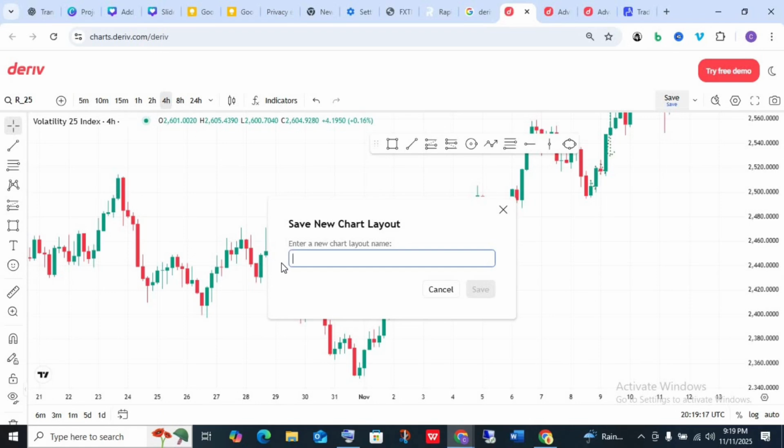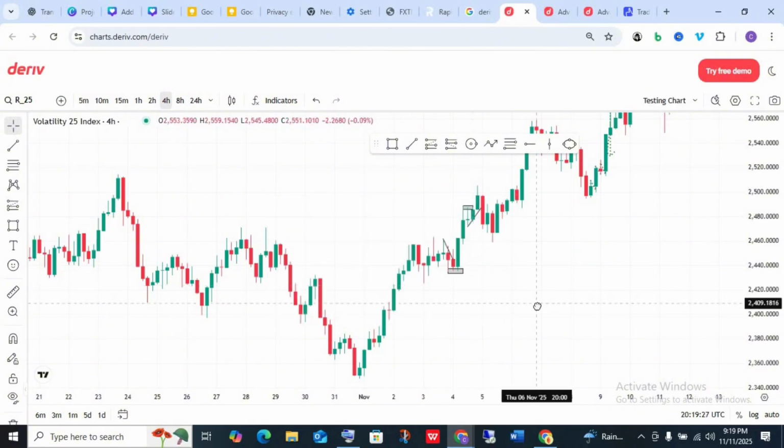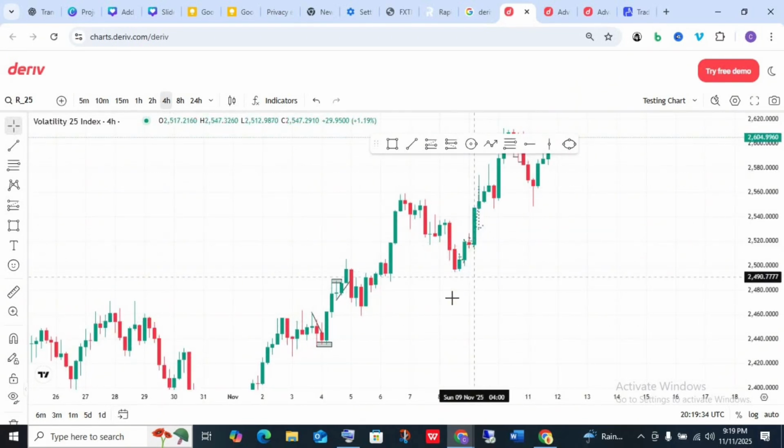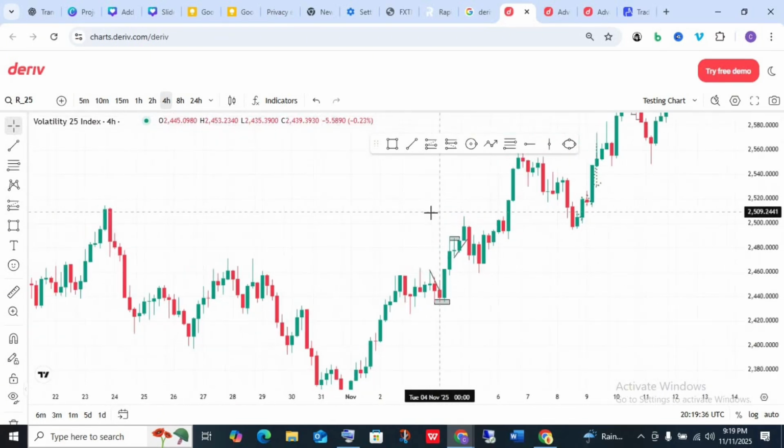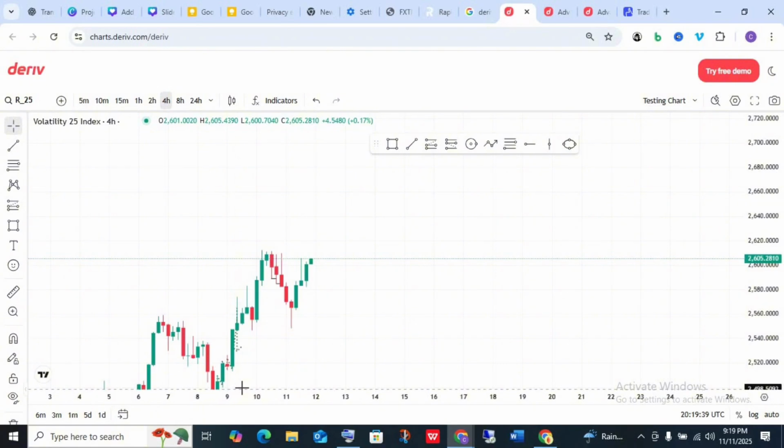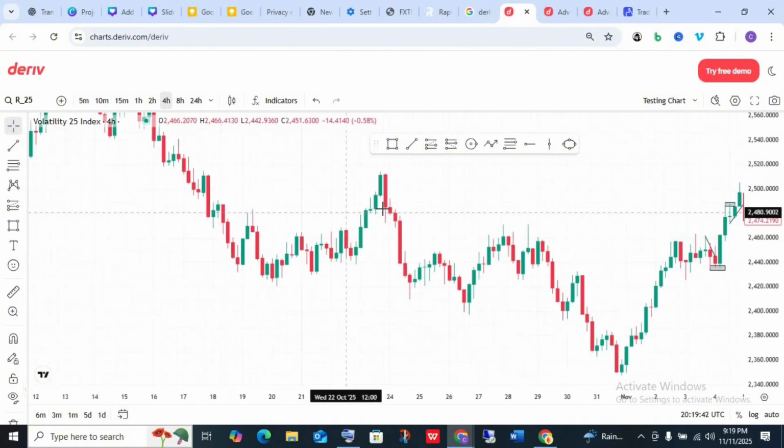Let me use testing chart, for example, and I can save it. Yes, you want to draw all these lines that we draw on the chart. You want to draw all this support and resistance.